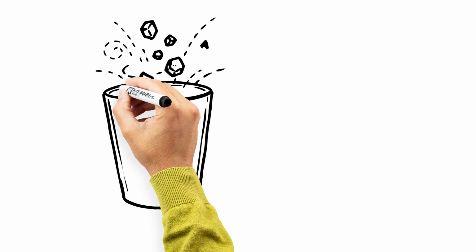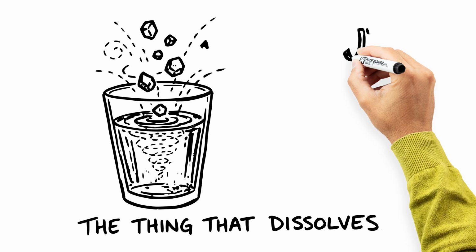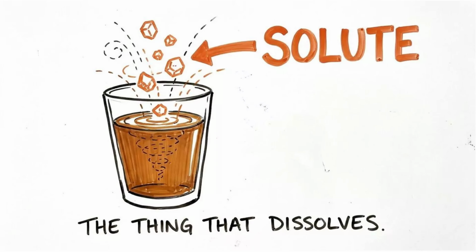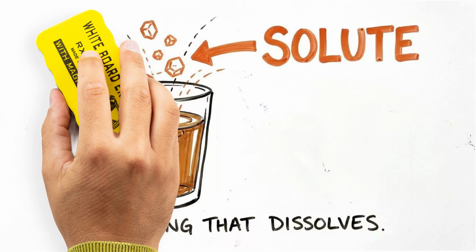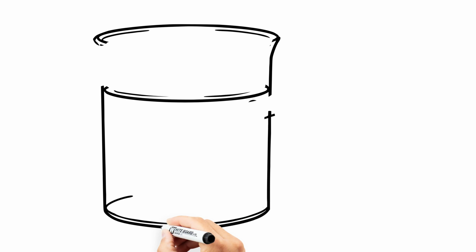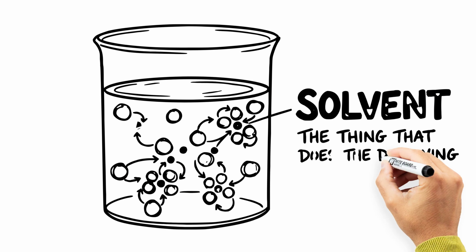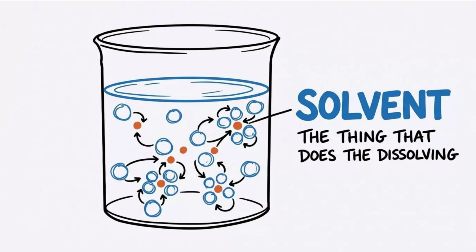Every solution has 2 parts. First, the solute. The solute is the substance that gets dissolved. In your cup of tea, the sugar is the solute. It is the thing that seems to disappear. Second, the solvent. The solvent is the substance doing the dissolving. In your tea, water is the solvent. It's what the sugar dissolves into. Solute dissolves into solvent, always.